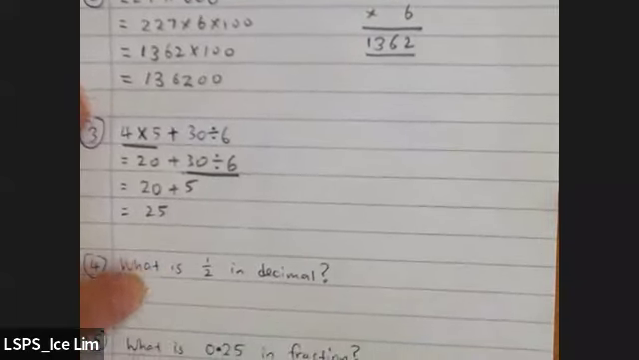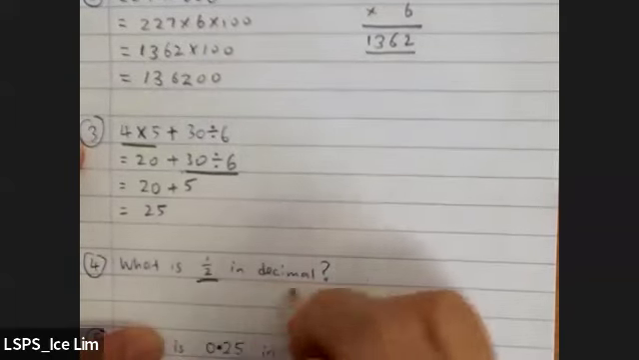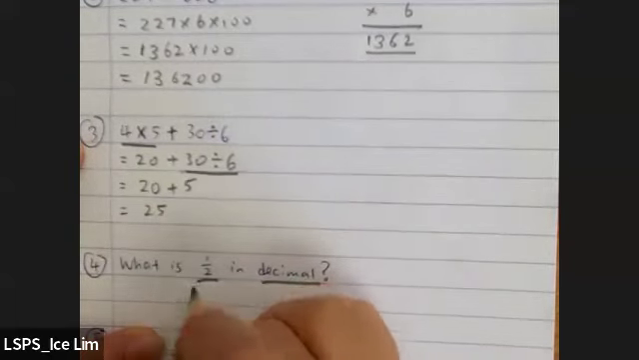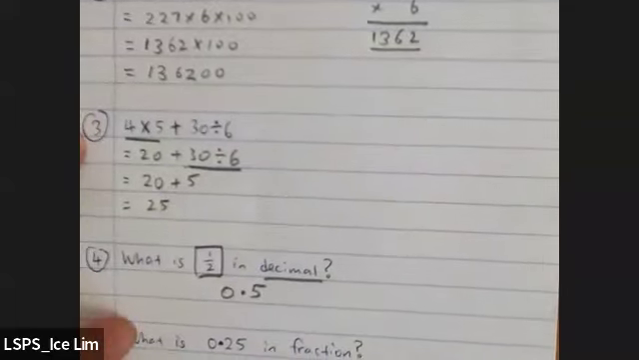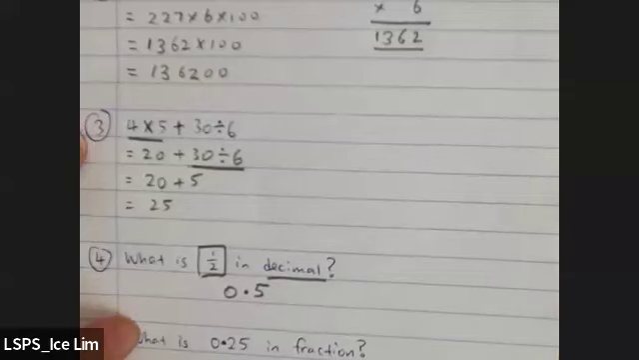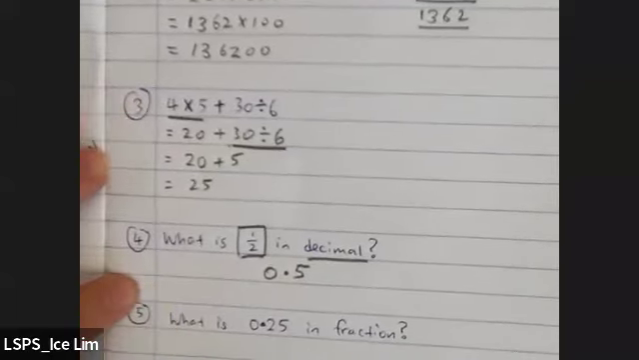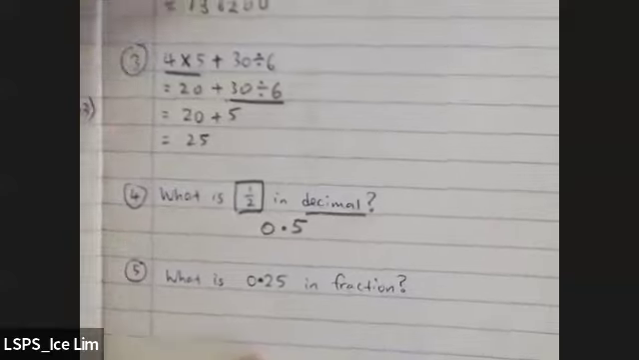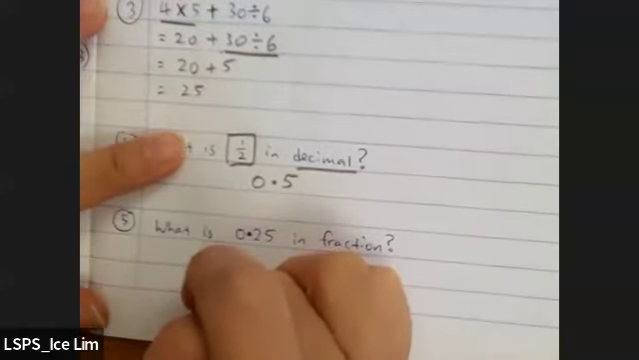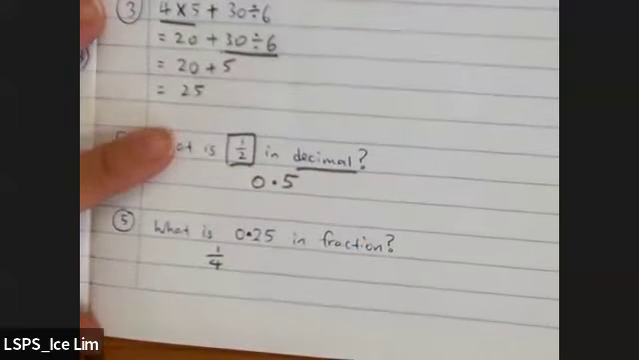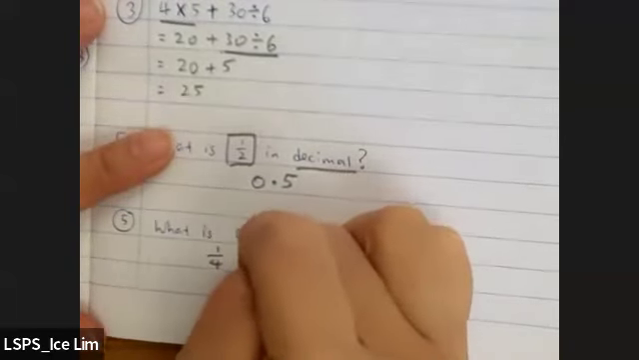Okay, next one. What is half in decimal? The answer is 0.5. What is 0.25 in fraction? The answer is 1/14. Or 25 out of 100.